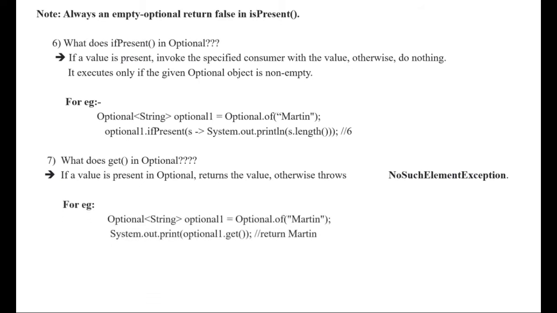In this example of the of method, we are passing Martin as an argument. So the Optional has a value called Martin. So whenever we print the get by using the get method, it will return Martin. In another example, if you are passing a null value to the ofNullable method, then it won't return a value, but it will throw an exception, NoSuchElementException.